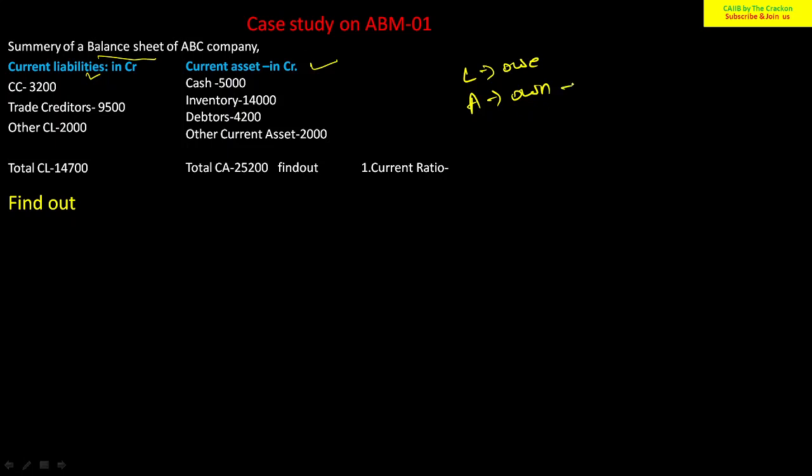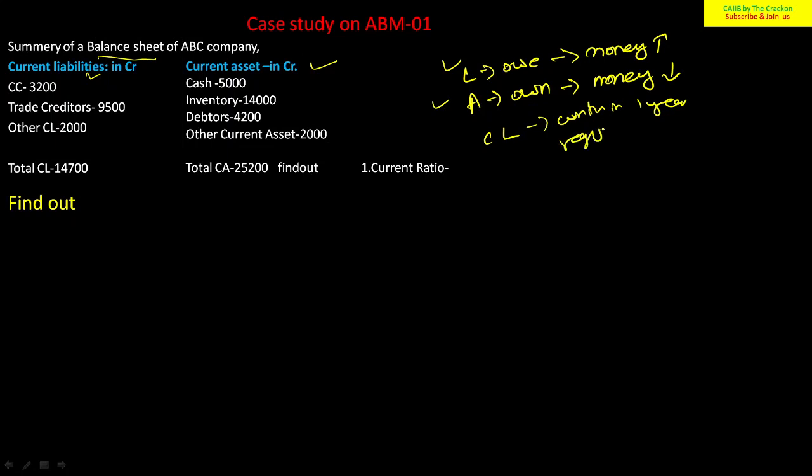In case of an asset it creates money, money inflow happens, and in case of liability we need to pay the money, right? So here we can say money should go out. So this is the basic definition. And in case of current liability, what is the current liability? Current liability means the liabilities which are due within 1 year, that means on an ongoing basis, on a regular basis, right?